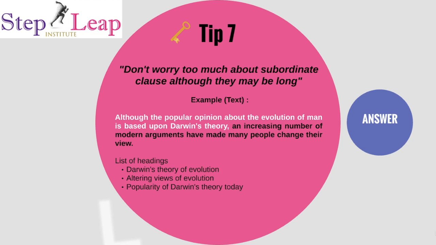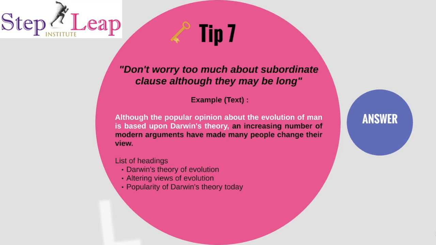That is a line, it's not a sentence. See the difference between the line and sentence I have already told you. Although the popular opinion about the evolution of man is based upon Darwin's theory. This is a subordinate clause. Here the writer is saying that although means even though, the popular opinion means people have been relying on Darwin's theory for a long time.